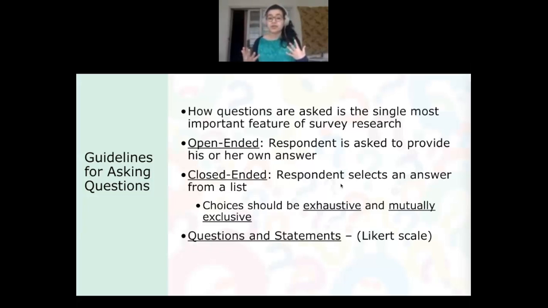And so there are types of questions. You can ask open-ended questions where respondents type in their own answer, write in their own answer, say their own answer, and they don't need to select from a list of answers.